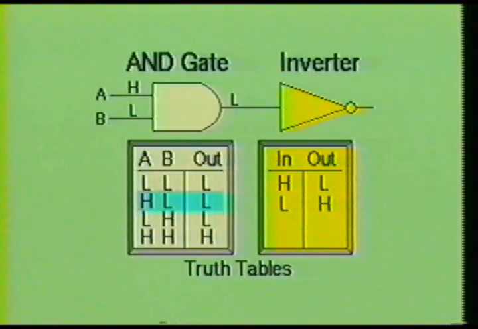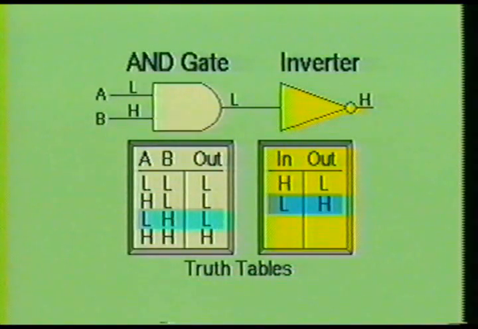Let's suppose we place a positive going signal into input A of the AND gate. Input B will remain low or at ground potential. We can see from the truth table for the AND gate that if there is a high on A and a low on B, then the output will be low. Since the low is being fed into the input of the inverter gate, we can see from the inverter gate's truth table that the low will be inverted to a high. Therefore, by making input A high and input B low on the AND gate, we can expect a high at the output of the inverter gate.